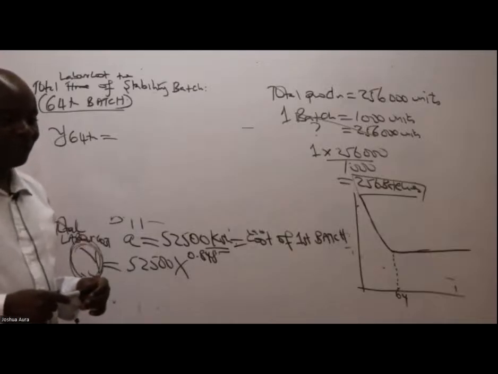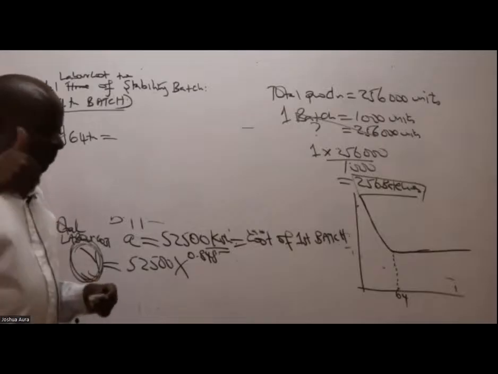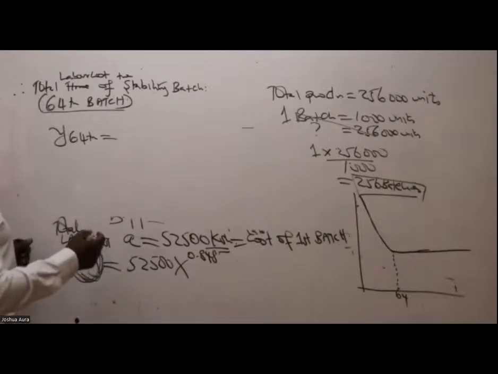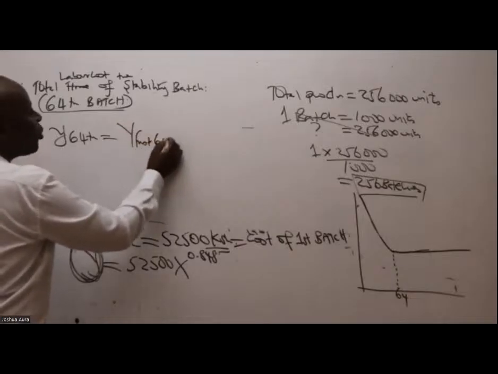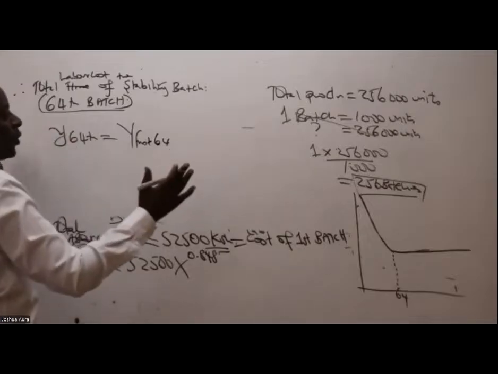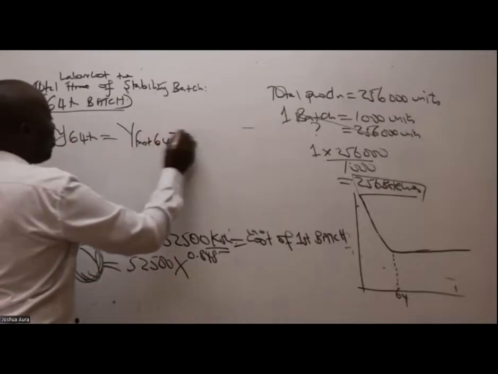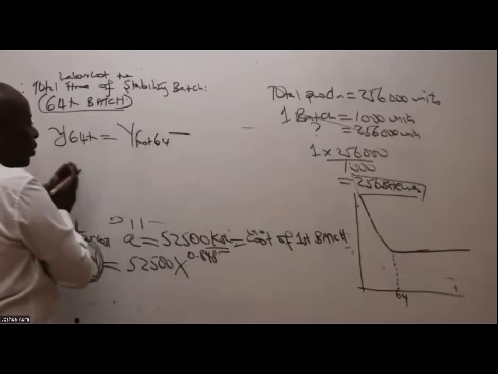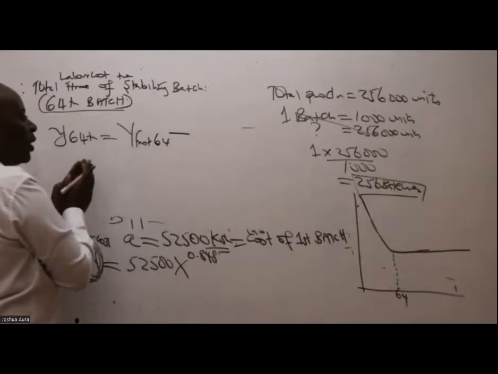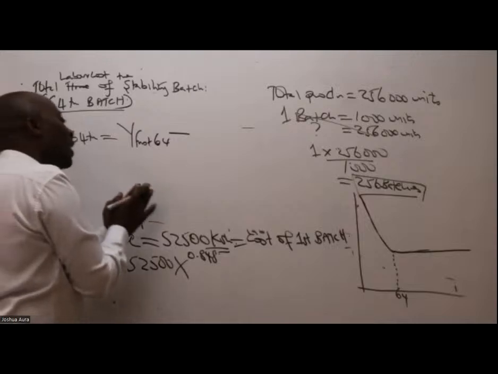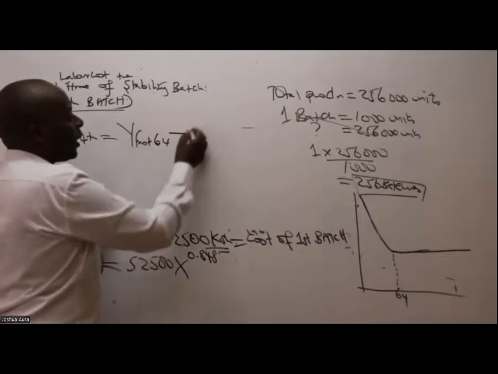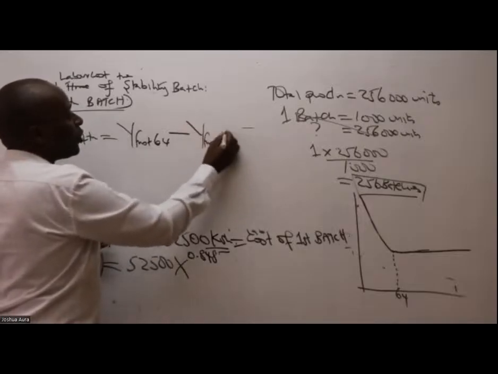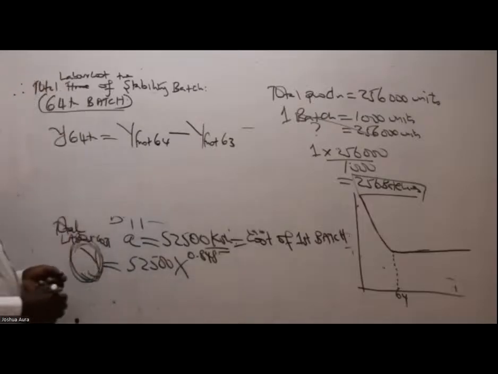64 minus 63. Great, so you're right. First of all, I'll come and talk of y first 64. I get the total time for all the 64 batches. Then I'll come and say minus, because I only want one of these batches, which is the 64th batch. So it will be prudent if I cut out the first 63. So minus y first 63.